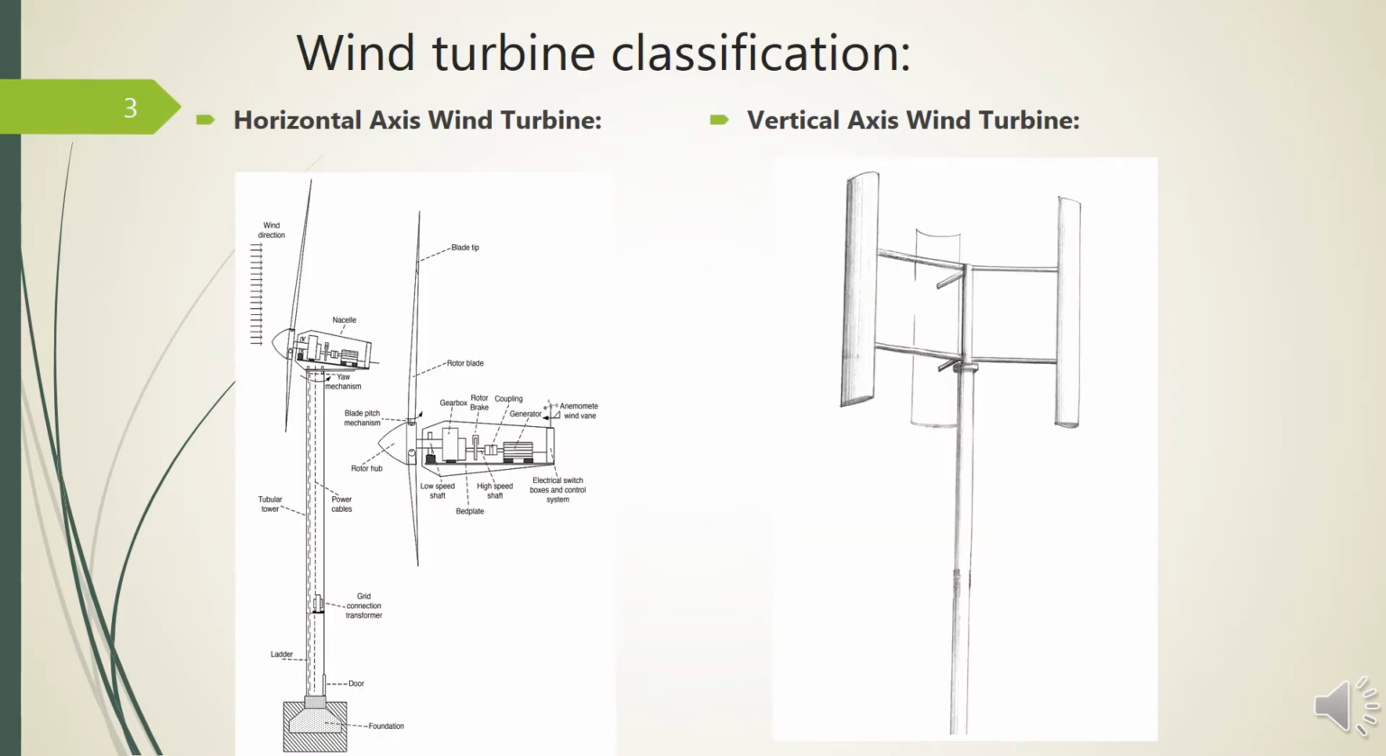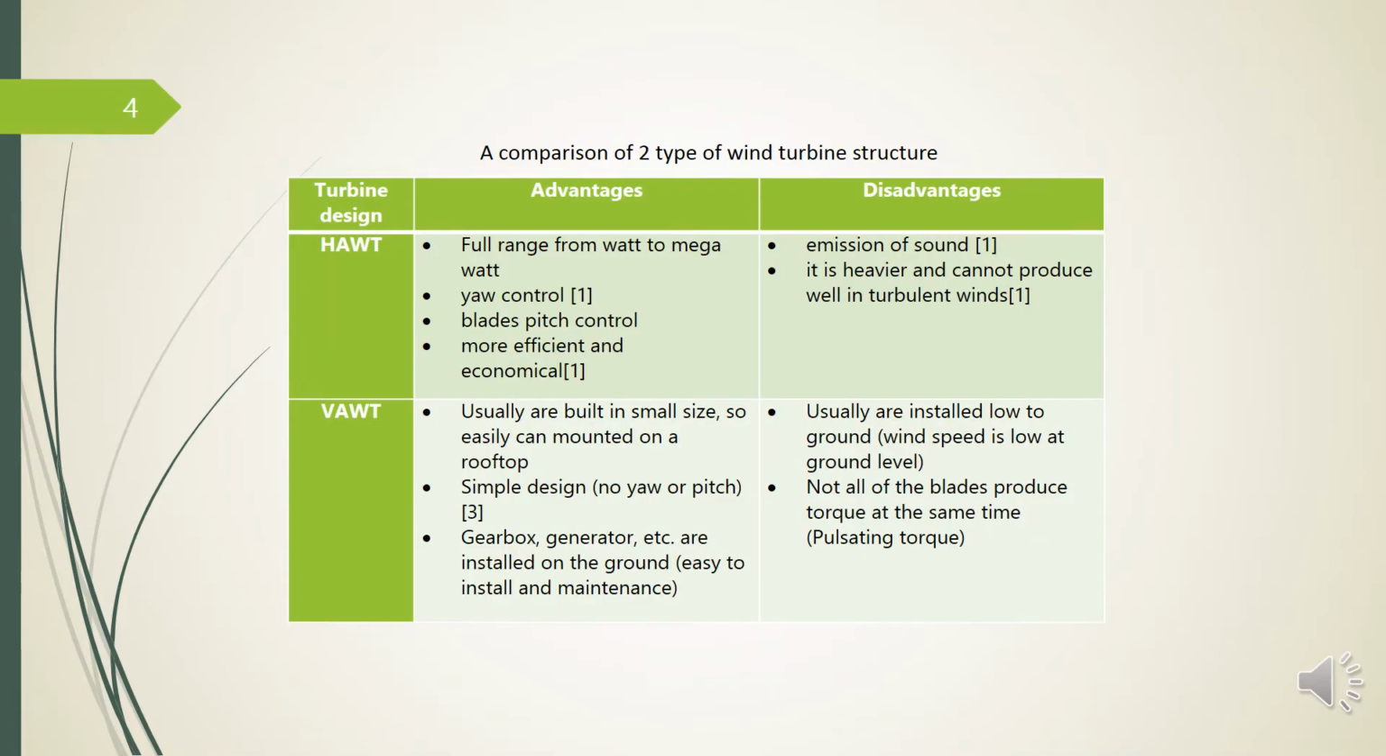Basically, there are two different types of structure of wind turbine: horizontal axis wind turbine and vertical axis wind turbine. Horizontal axis wind turbines are used widely because they tap more wind energy, but just from one direction, while vertical axis wind turbines can tap energy from any direction. Here are some advantages and disadvantages of wind turbine design.